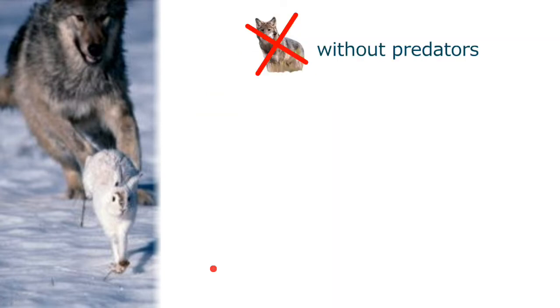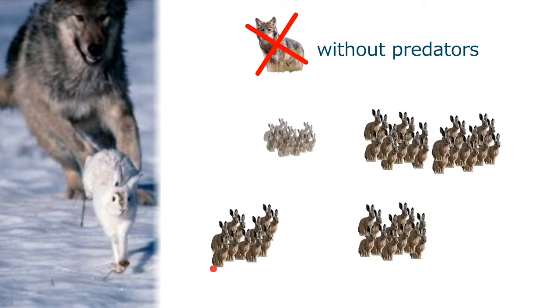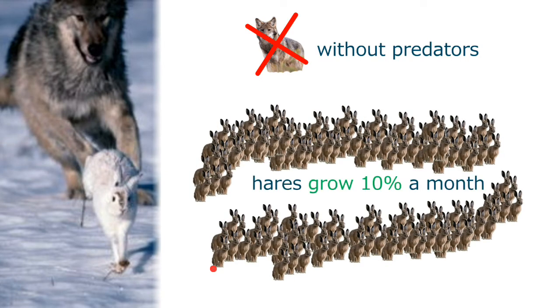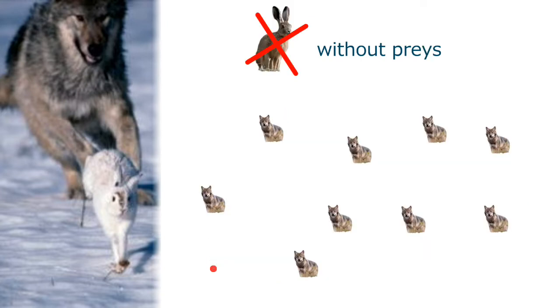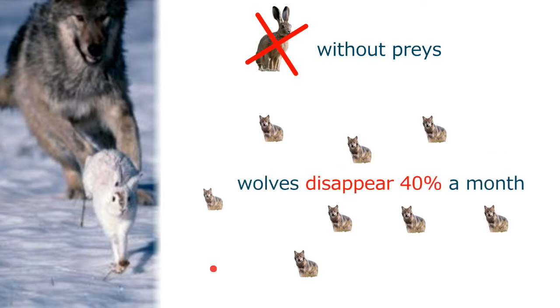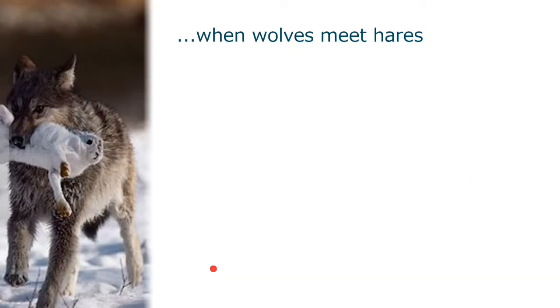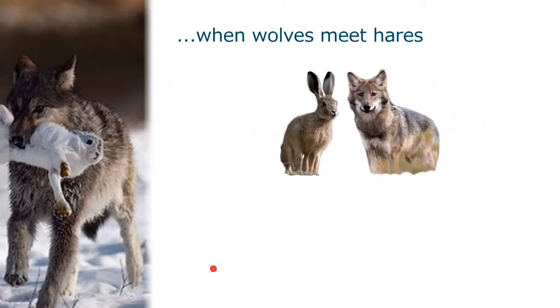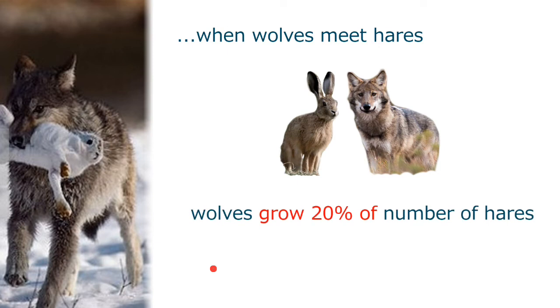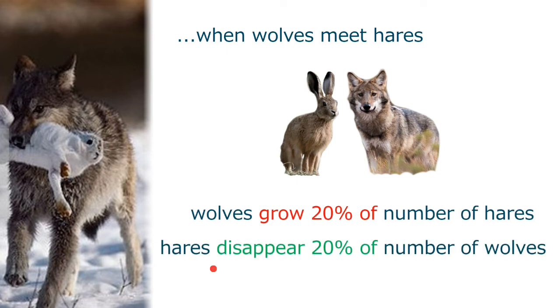In a situation without predators, hares will grow 10% a month. In a situation without prey, wolves disappear 40% a month. But then, when wolves meet hares, wolves will grow 20% the number of hares, and hares will disappear 20% the number of wolves.